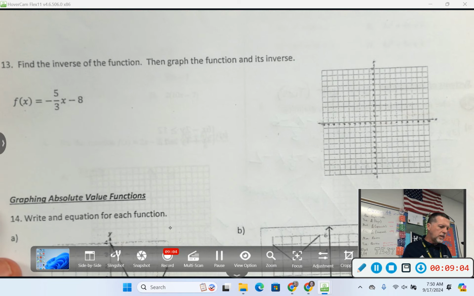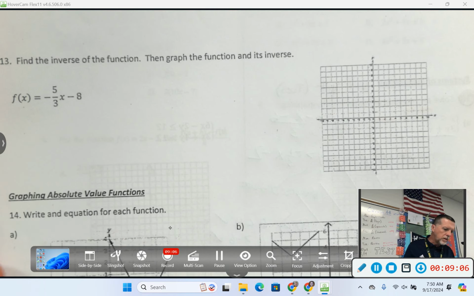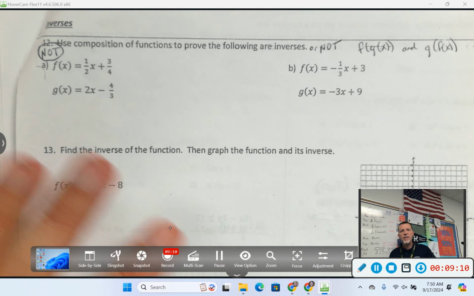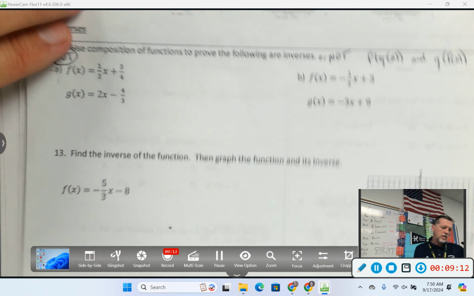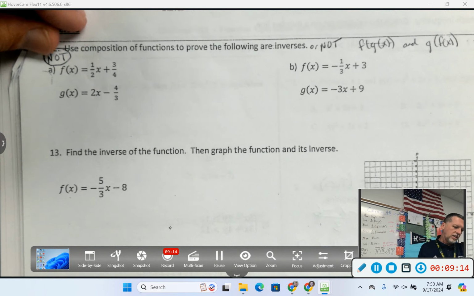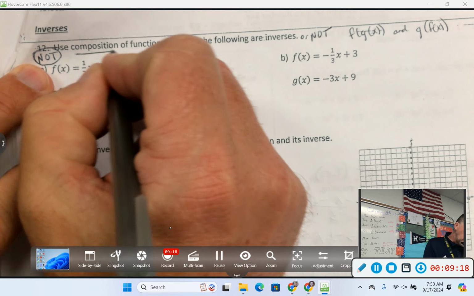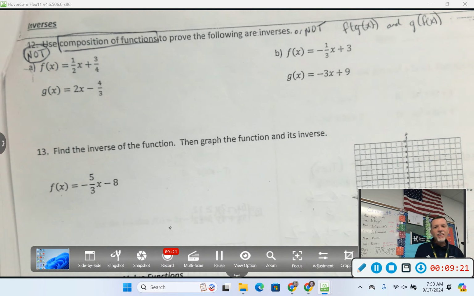12, we did B, and B worked, right? You got f of g to be x and g of f. You told us B didn't work anyway. A doesn't work. Let's do it, though, because for inverses, if you want to find an inverse, you switch x and y.